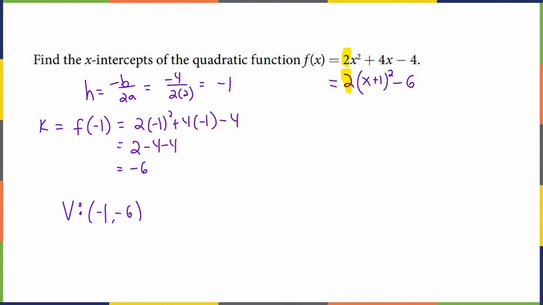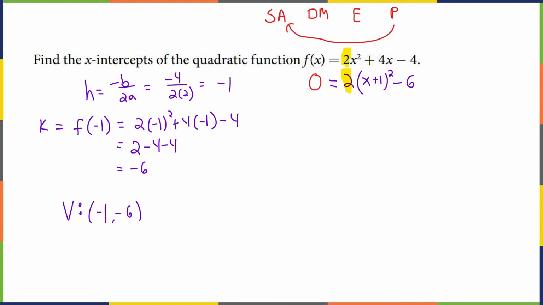Once it's in vertex form, it's pretty easy to solve for the x-intercepts, because what you're going to do again is set it equal to 0. To solve this equation, remember you're going to use your traditional order of operations for solving. You're going to subtract and add first, then divide and multiply, then deal with exponents, and then deal with parentheses. Once you're inside the parentheses, you loop back to the beginning and repeat.